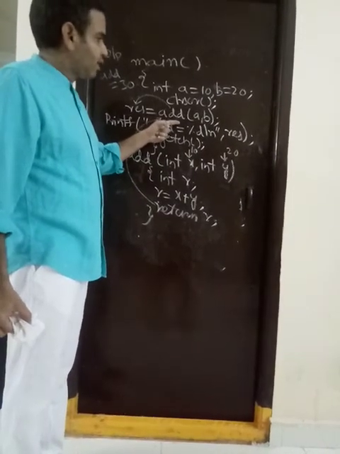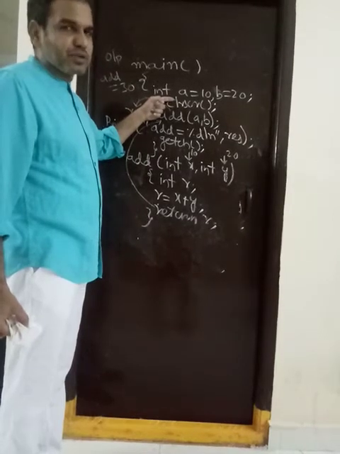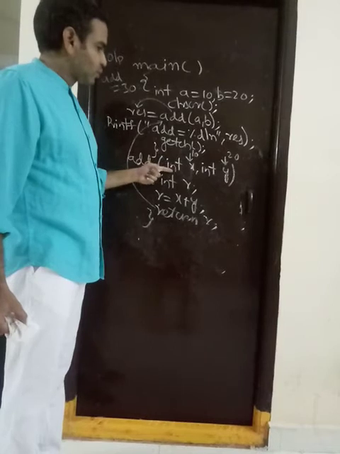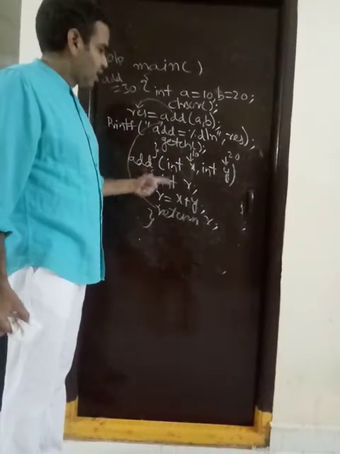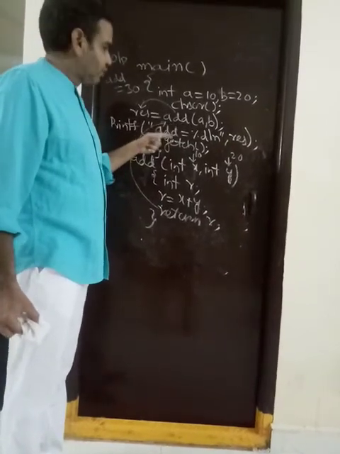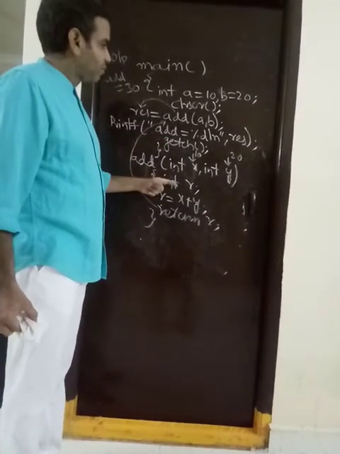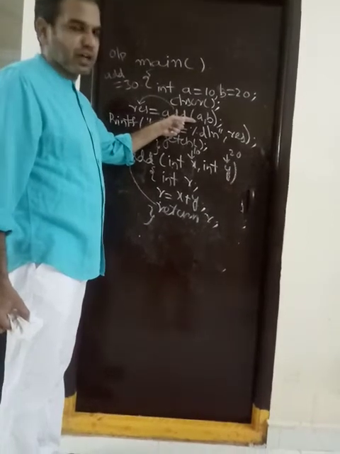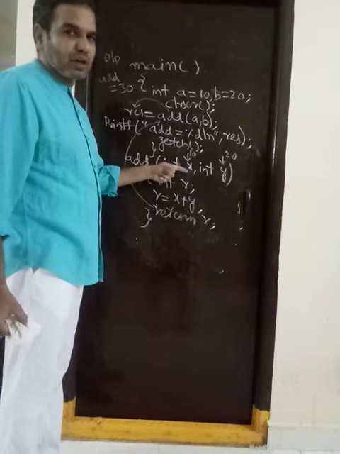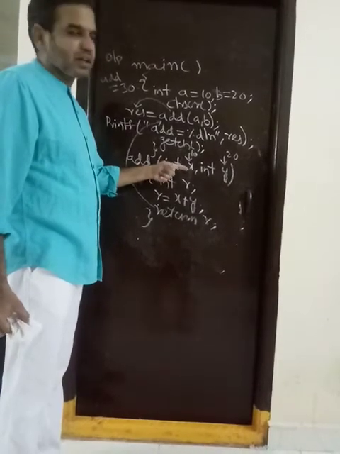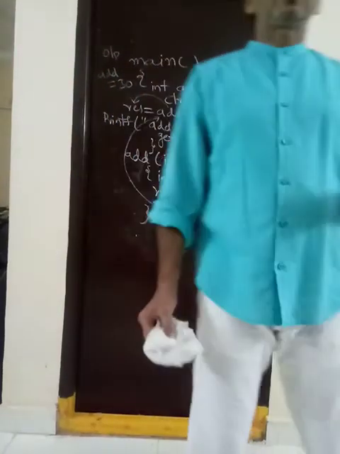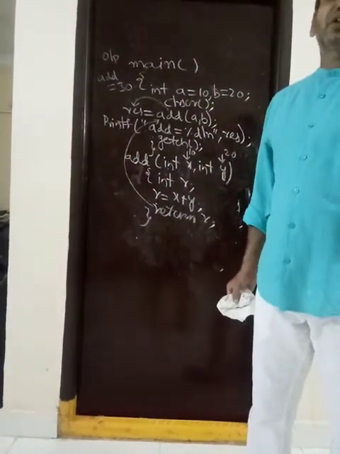In passing by value, we are taking variable values in the main program that we are passing through the actual parameters. The subprogram receives them through the dummy parameters and it will perform the operation. The result will be returned to the main function. The main function displays the result. Important point is actual parameters variable names and dummy parameters variable names may be same, may not be same, but their data type should be same. That is very important.